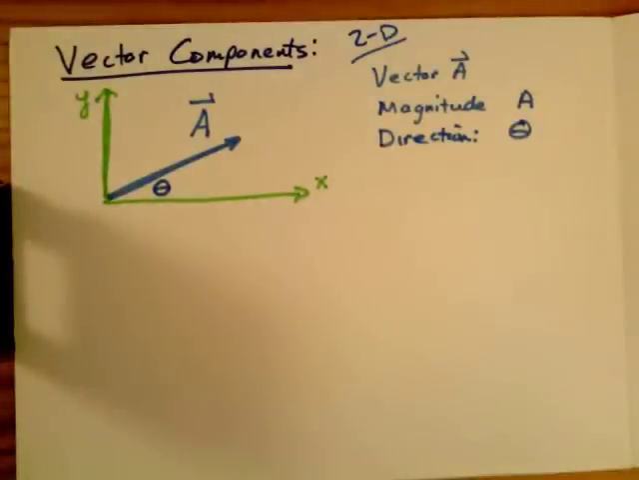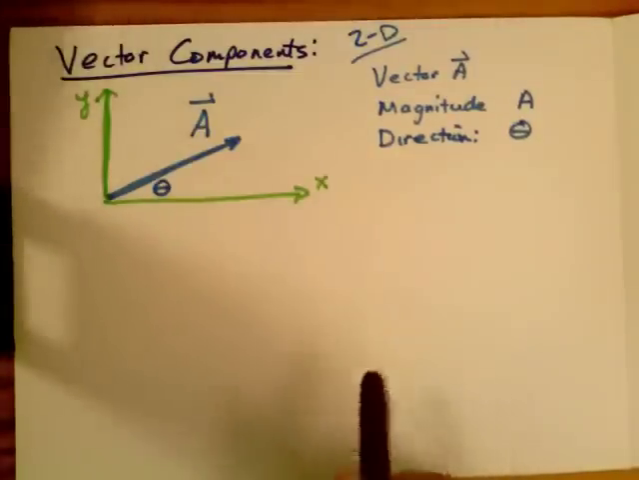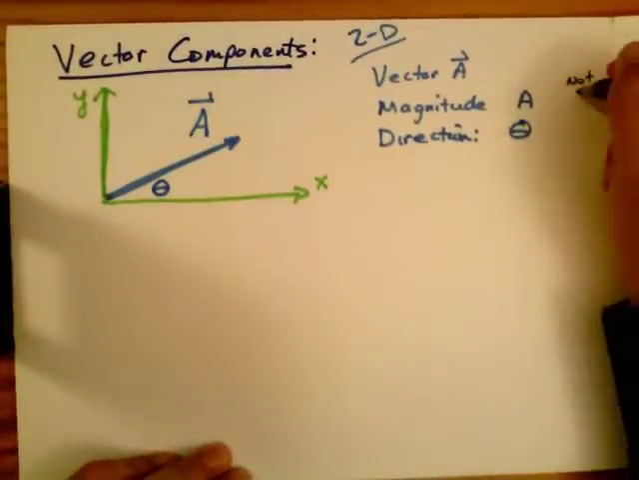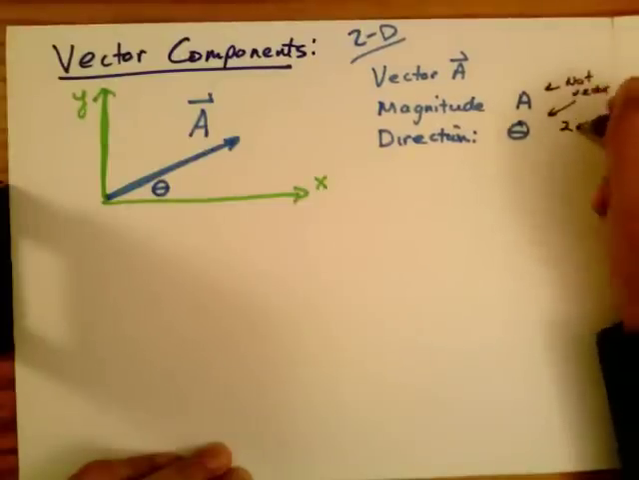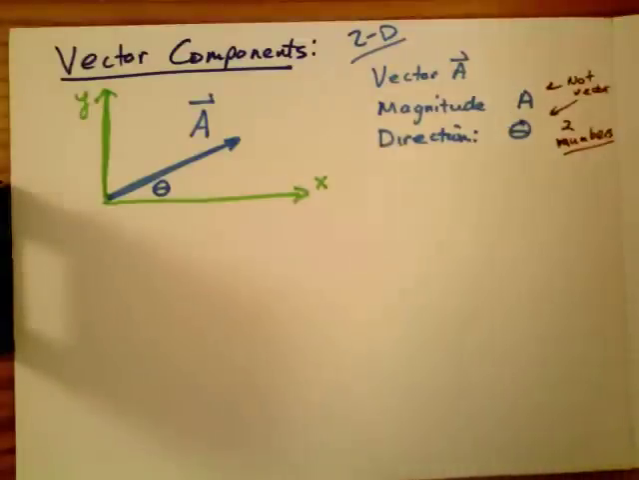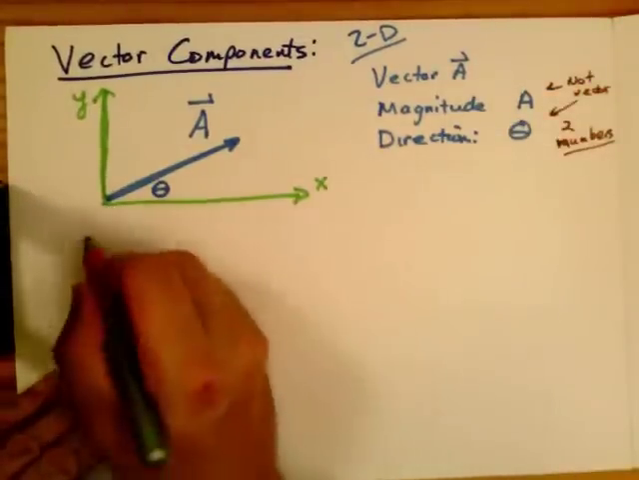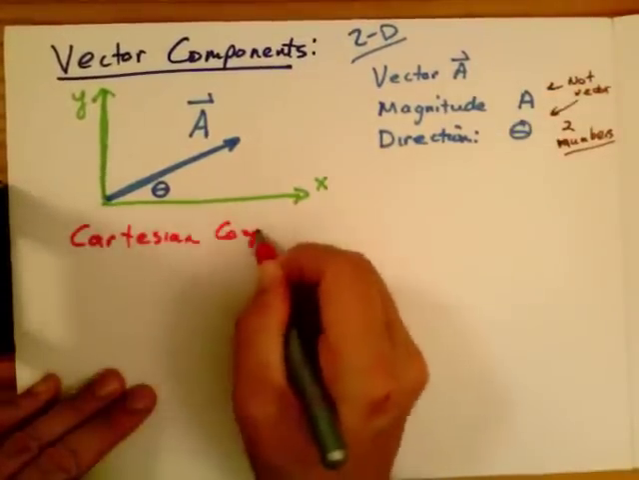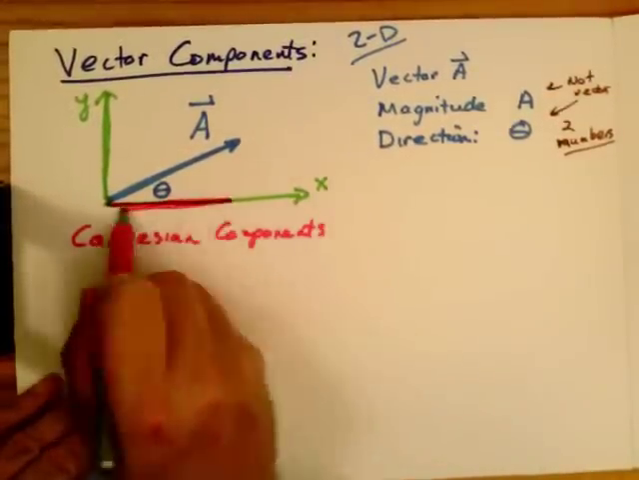And of course, once I have a vector, just to emphasize, the numbers A and theta are not vectors, they're 2 numbers. So in other words, I represent the vector as 2 numbers, A and theta. A and theta tell me the length and the direction. That's everything I need to know.